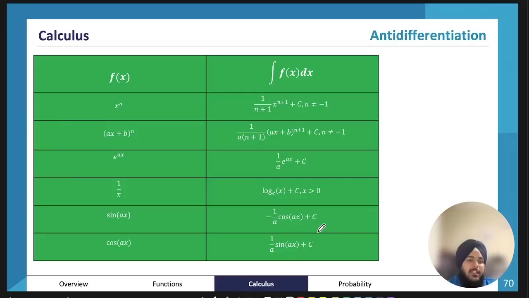Here are all the formulas that are also found in your formula sheet. I just put them there just in case, but we won't be going through them. All of these formulas are in your formula sheet, so use them when you need to use them.